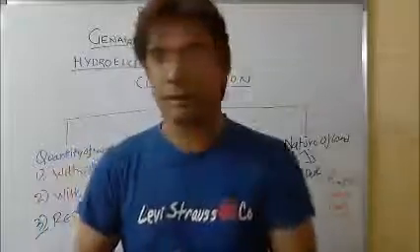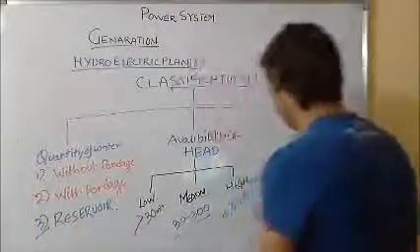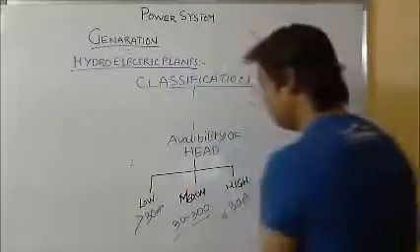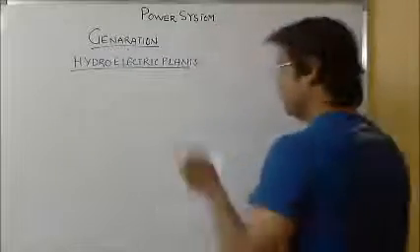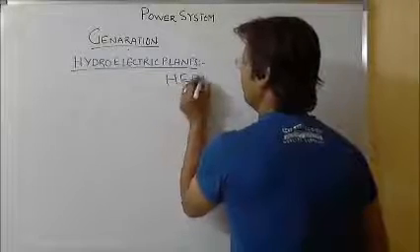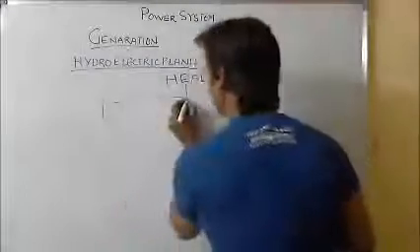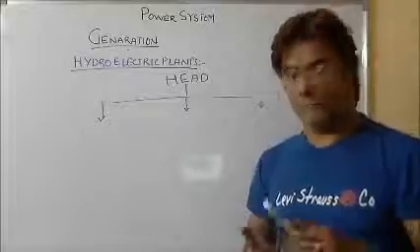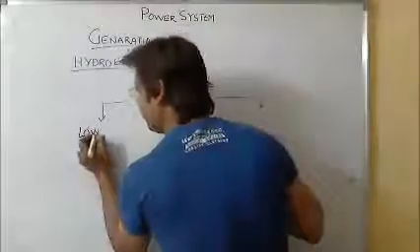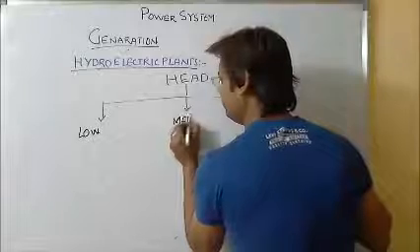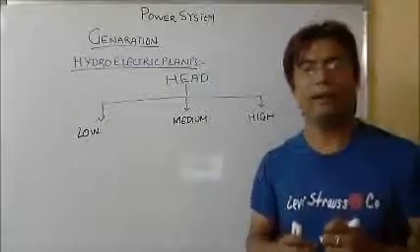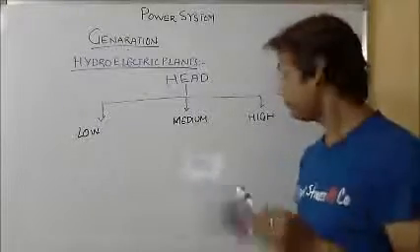So, as I was saying, we were discussing the availability of the head. On this basis, as we said, we have three different types of plants, which are called low, medium, and high.